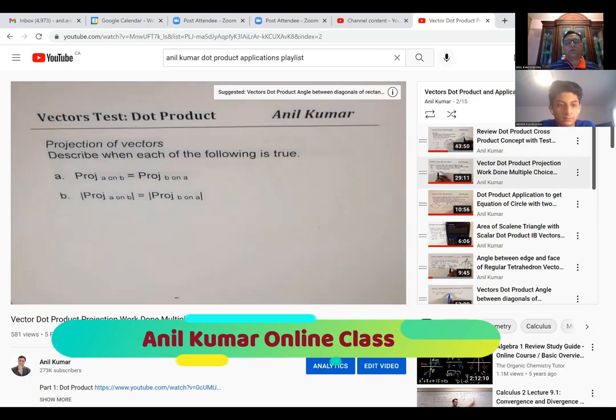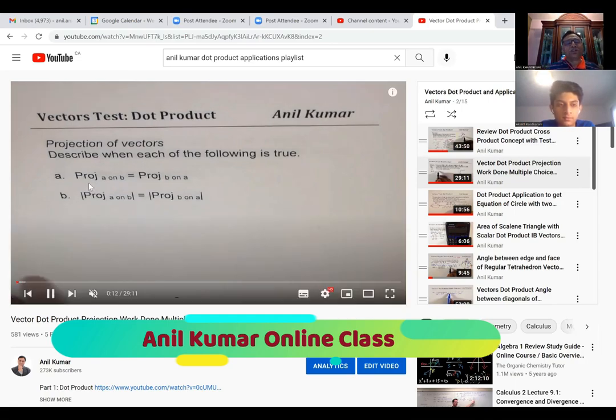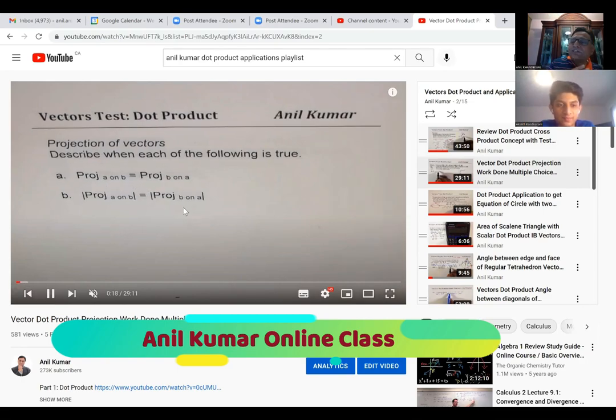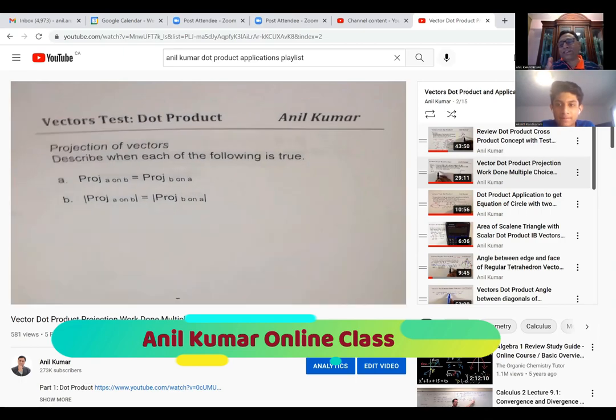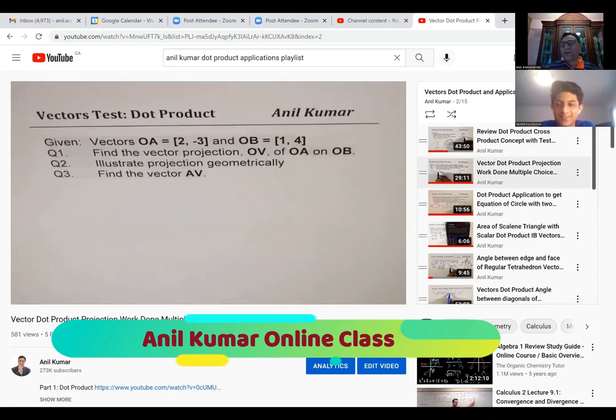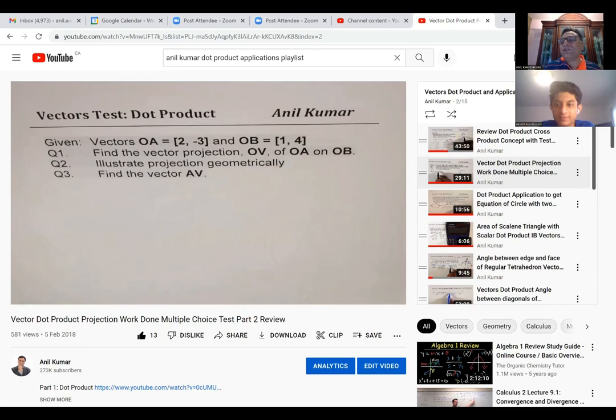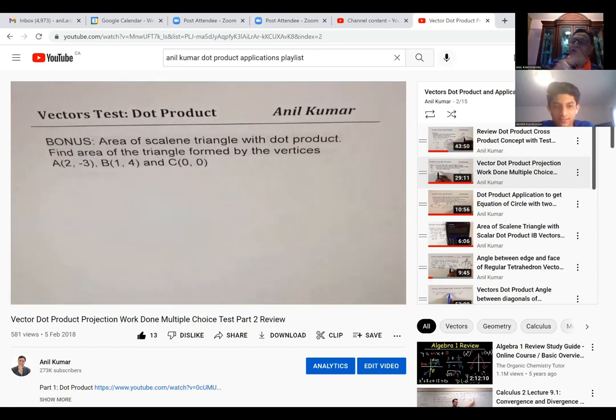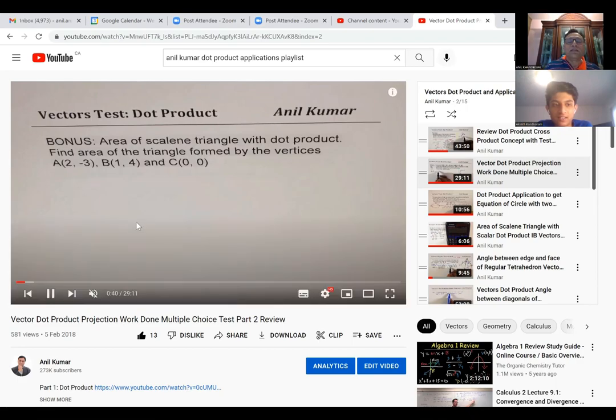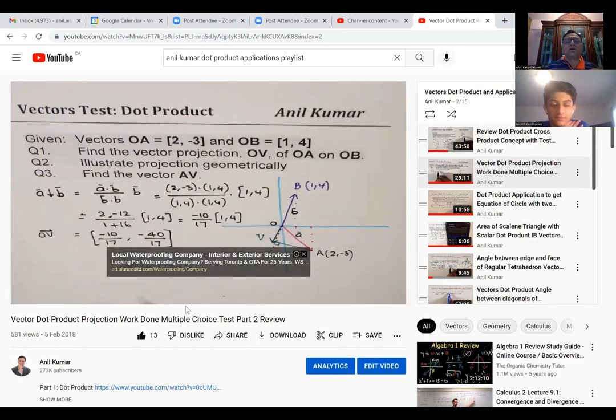Now the next video is vector dot product projection, work done, multiple choice test part 2. Very important. So you see the term projection of A on B. Remember one thing, the projection of A on B will not be the same as the projection of B on A. Because in the formula, when you have A on B, you are dividing by the magnitude squared of B. But when it is B on A, you will divide by the magnitude of A. You get the idea, right? Different story altogether. There are many questions which we'll talk about, so you have to go through these questions to understand the concept.